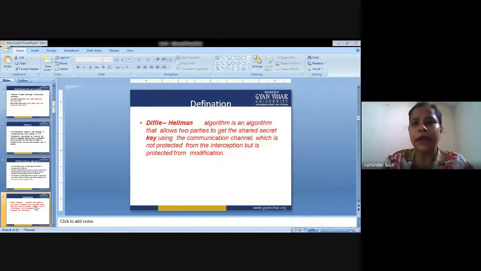Diffie-Hellman is an algorithm that allows two parties to get a shared secret key using a communication channel which is not protected from interception but is protected from modification, so that nobody in between can modify the content being shared between the two parties, that is, the sender side and the receiver side.